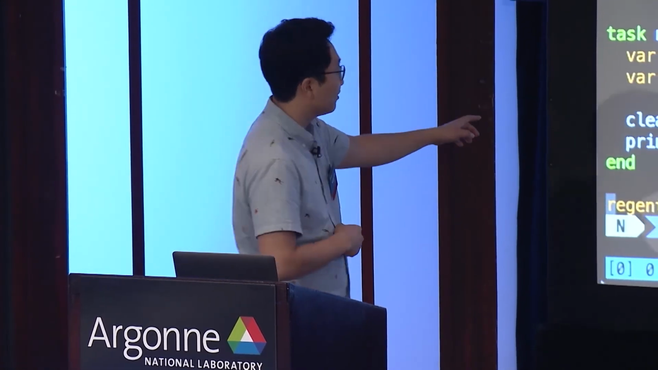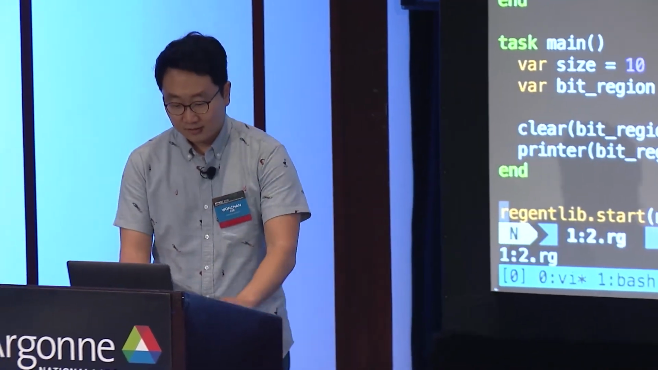Okay. Let me quickly run this program. So you see, here in example 2, we clear the bit and print the bits. So that's why we are seeing only zeros, right? And if you run the third example, okay. Now the bits are 1 because we flipped.